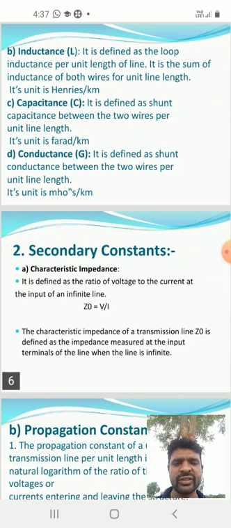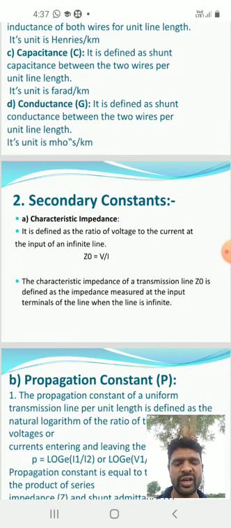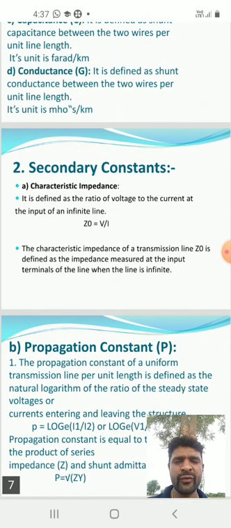The primary constants are derived directly from the transmission line. Second one, secondary constants. The secondary constants are derived from the primary constants from the transmission line equivalent circuit diagram. These primary constants are R, L, C and G. Using these four primary constants, we derive the secondary constants, characteristic impedance and propagation constant.